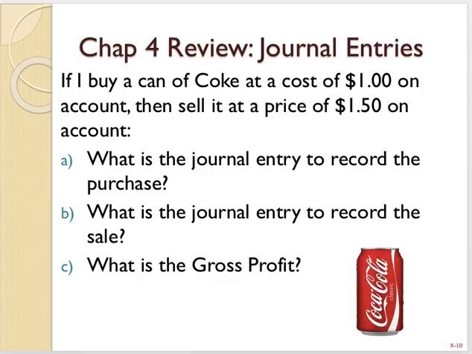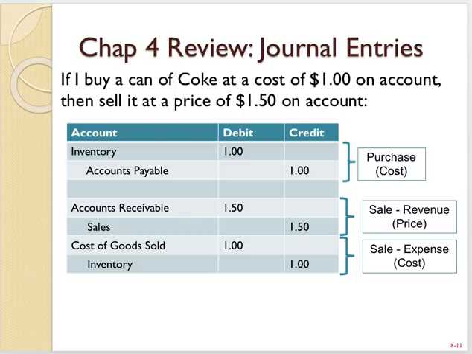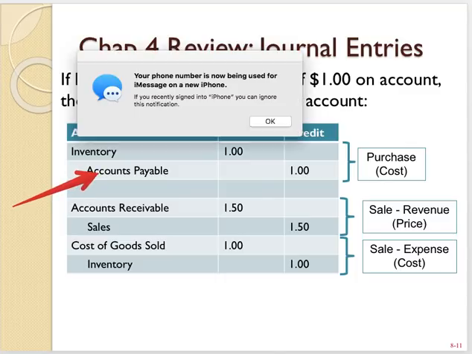All right, so hopefully you took that time to practice, and now let's see if you got those answers right. So if I buy a can of Coke at a cost of $1 on account, I have inventory increasing, so I'm going to debit my inventory to show my asset increasing. And then because I bought it on account, it means I haven't paid for it yet. I'm going to pay for it in the future. That's a liability called accounts payable. And when my liability is increasing, it's a credit.